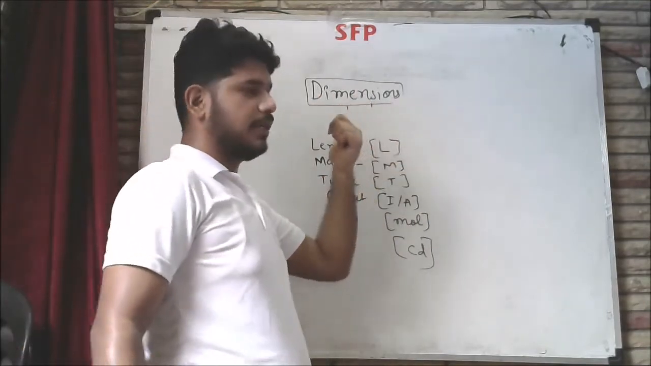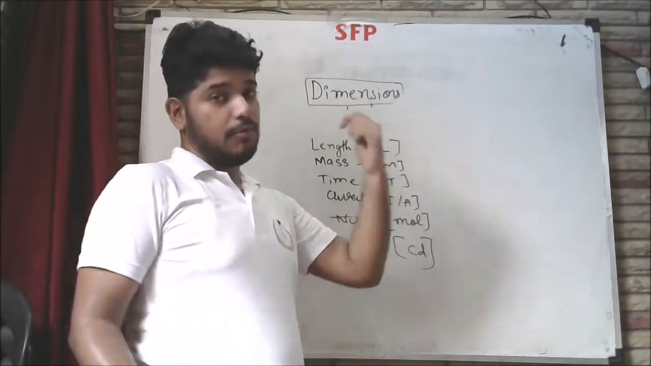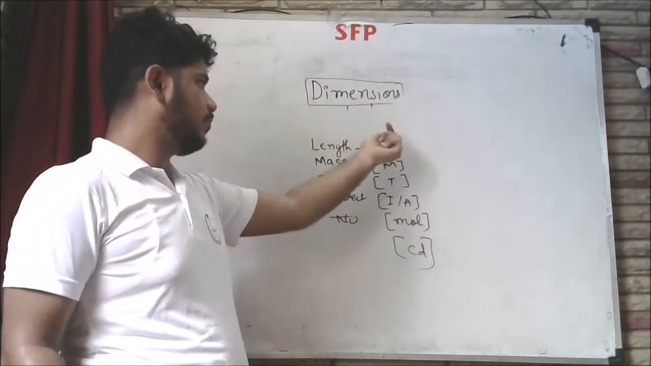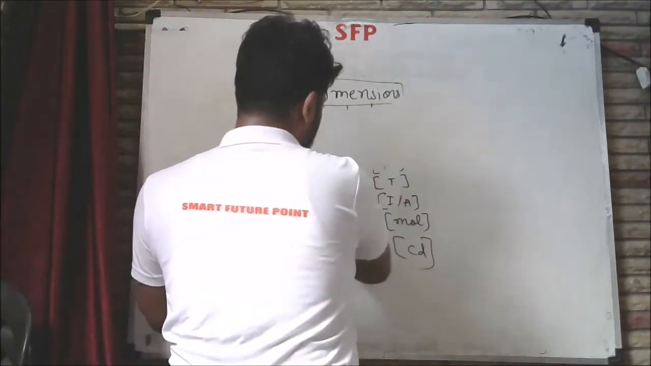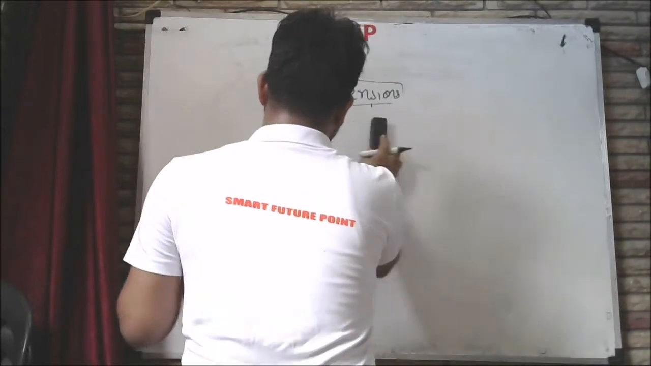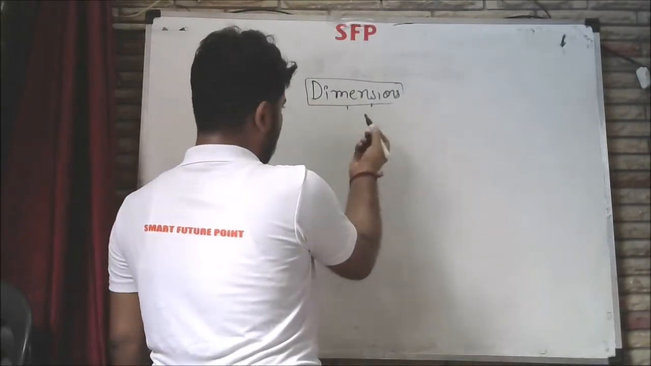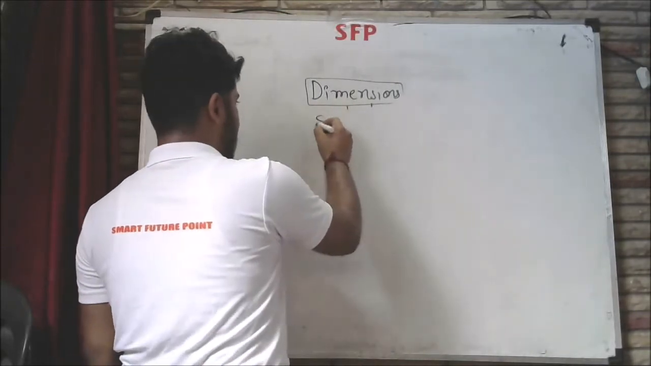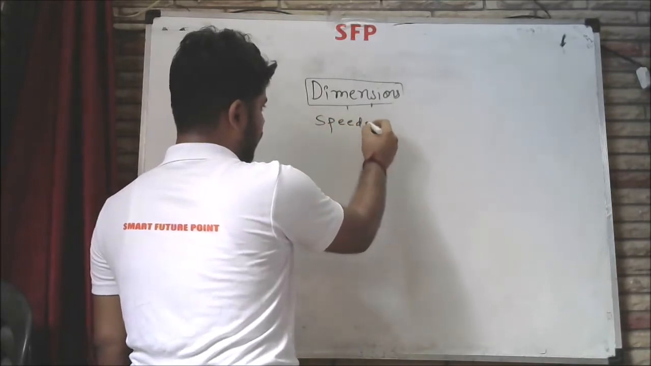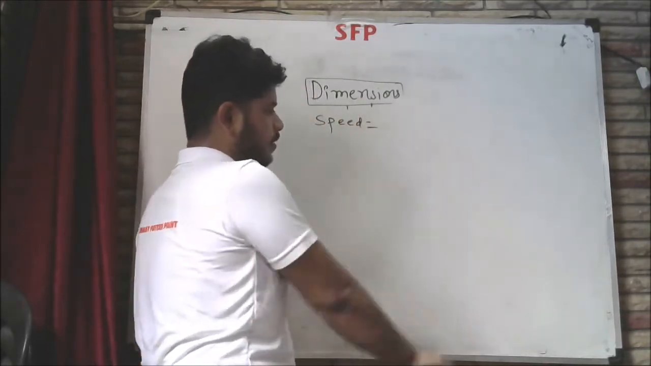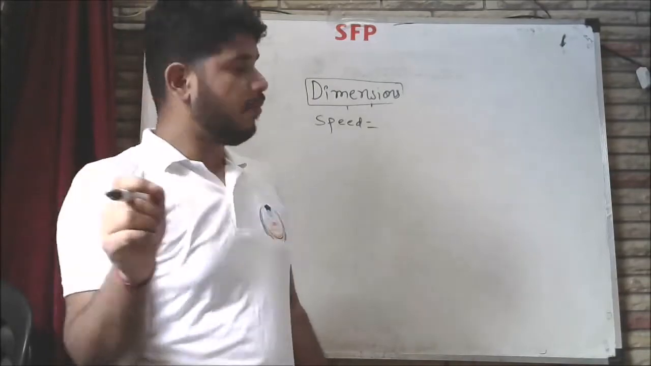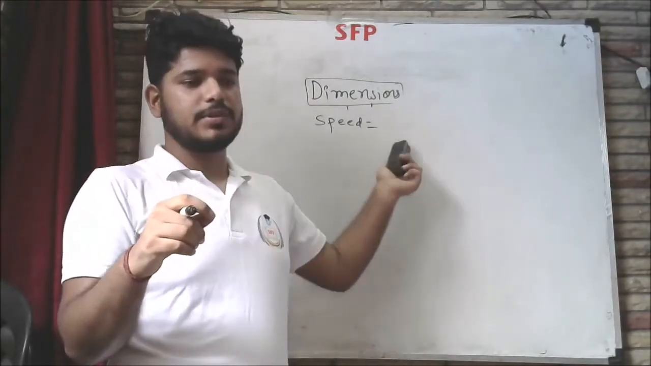This is a similar class to where we found the units. We are going to find the dimensions. How? First, suppose I have to find the dimension of speed. I am going to start with the very basic. What is the unit of speed? We found meter per second. But now I have to represent speed in terms of dimensions.